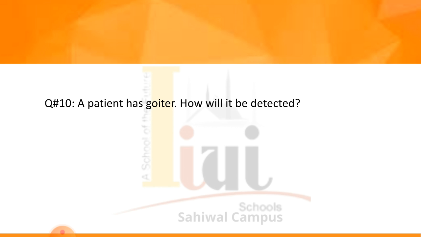Question number 10. A patient has goiter. Goiter is basically a disease. How will it be detected? So if a patient has goiter disease, how will it be detected? You have to write it by using the uses of isotopes, which are given over here. There are 5 uses given on page number 40 of your textbook. So you can find its answer from page number 40.